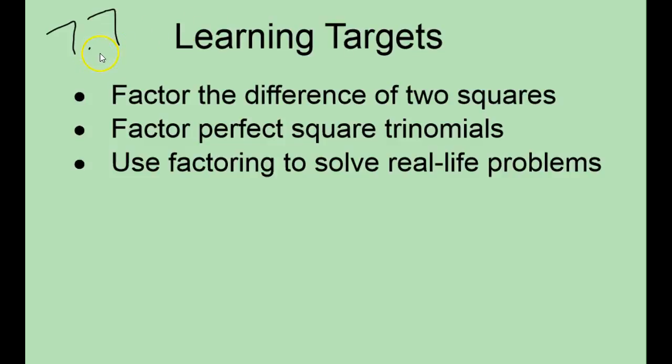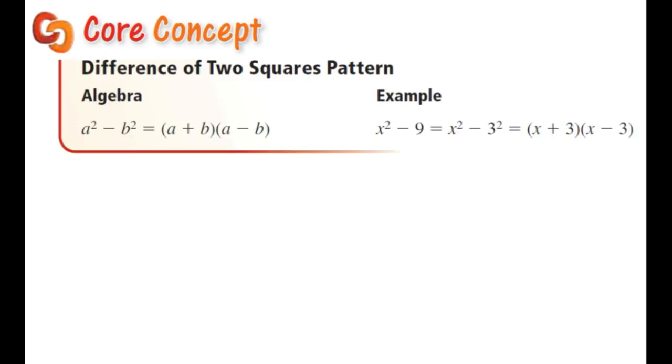Okay, here we're looking at section 7.7. So our learning targets for this section are to factor the difference of two squares, then we're going to be factoring perfect square trinomials, and then thirdly we're going to be using factoring to solve real-life problems. So let's look at our first pattern we're going to be looking at.